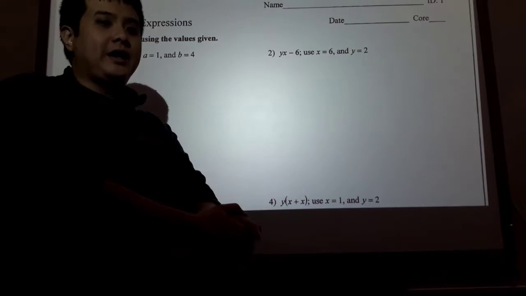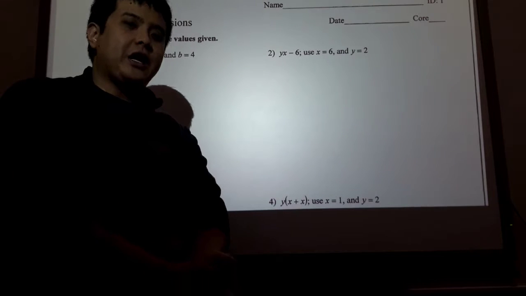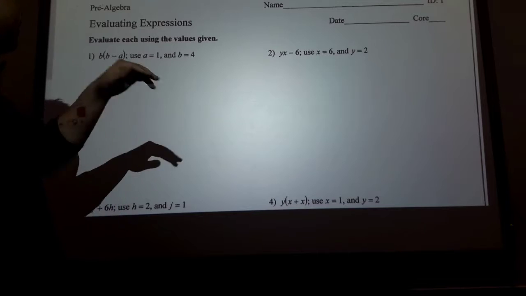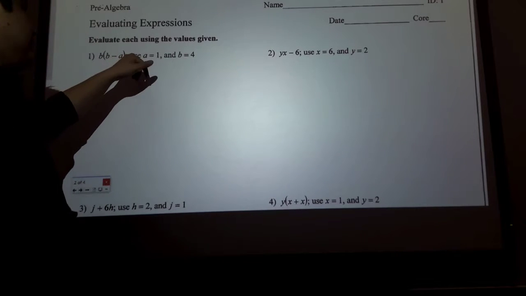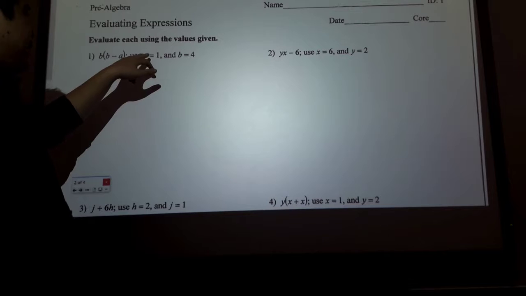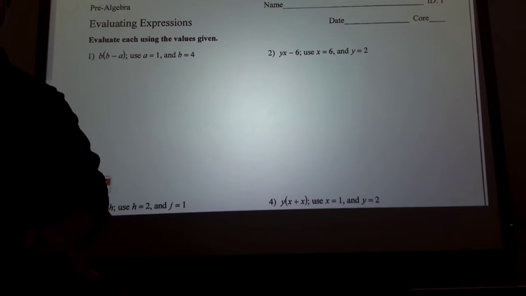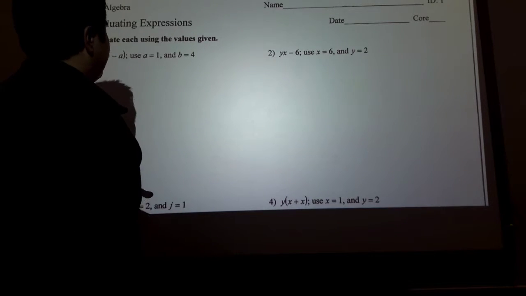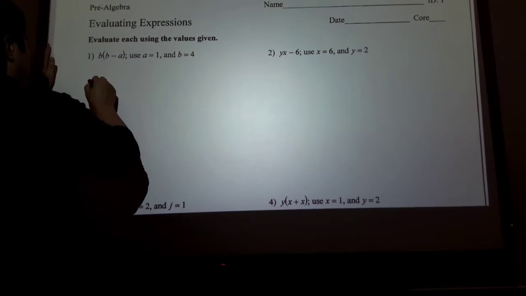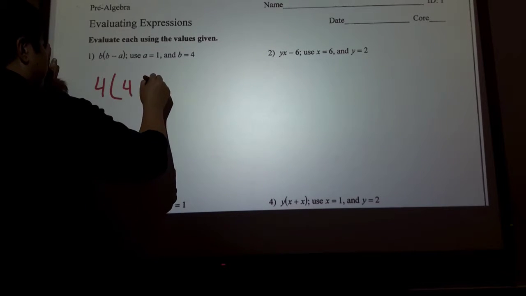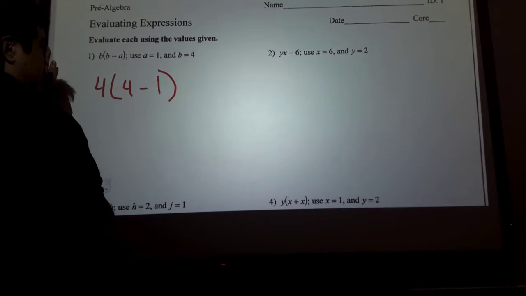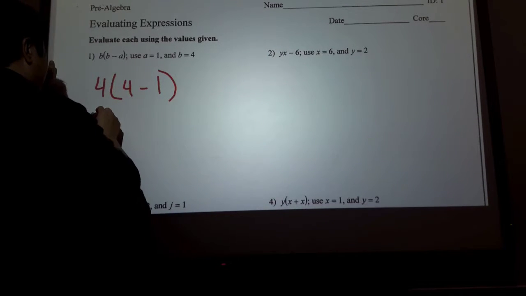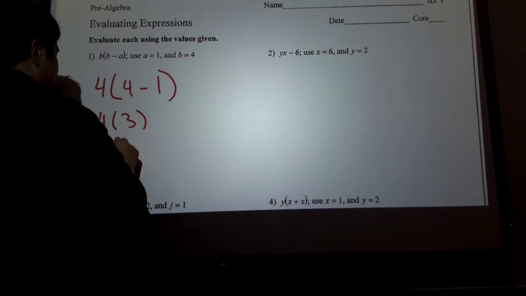So our goal is to evaluate an algebraic expression, to come up with a specific number for an algebraic expression when given what each variable represents. The first question is b times (b minus a), using a equals 1 and b equals 4. I'm going to show us two different ways to do this. The first way is to simply plug in the numbers as they are. So b is 4, so we're going to have 4 times (4 minus 1). We follow order of operations. We do what's inside the parentheses first. 4 minus 1 is 3. We have 4 times 3, which is 12.